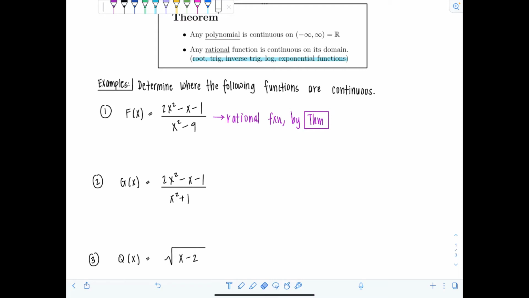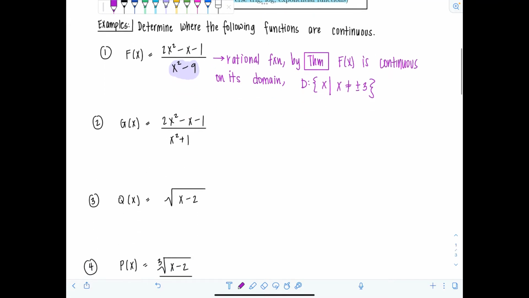By the theorem, we know that f of x is continuous on its domain. And now let's specifically say what that domain is. So for rational functions, we just have to ensure that the denominator never equals 0. So that means we don't want x squared minus 9 to equal 0. So all x's such that x does not equal plus or minus 3 will be part of the domain for this function. And that's also everywhere that that function is continuous.